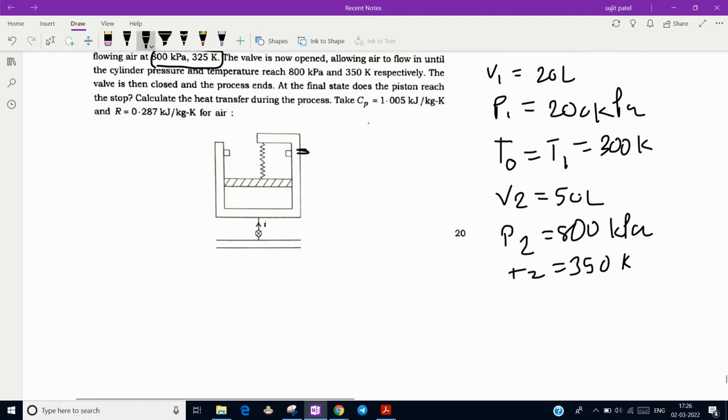Whenever this temperature and pressure are attained, the valve is closed and the process ends. In the final state, the piston reaches the stop. That means the piston reaches over here. We have to calculate the heat transfer during the process, Q. So here it is an unsteady state problem, and the CP value is 1.005, R value is 0.287.